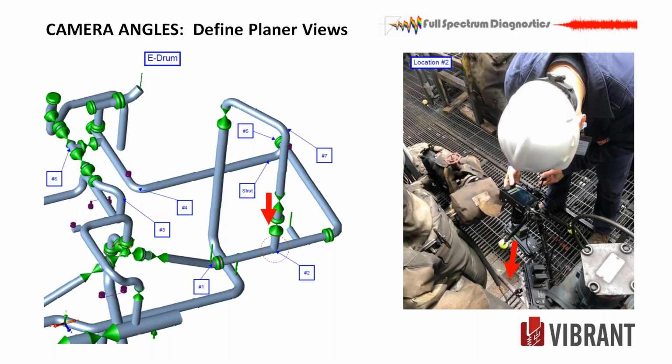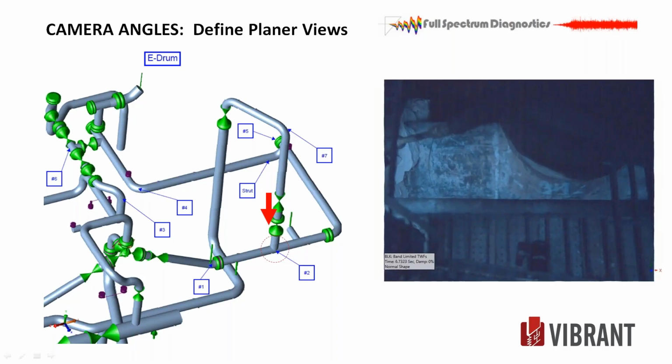This is another location. This is a T intersection, and again, I'm on the same grading deck. This is probably 10, 12 feet away from where the other measurement was collected. I'm shooting down through the grading again. There's a little gap in the grading right here, and I get enough of an angle that I can pick it up. And this is what that looks like.